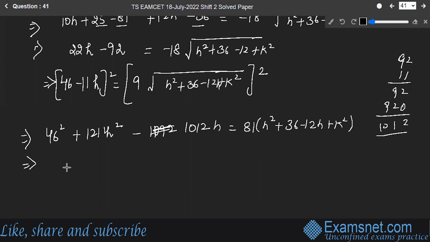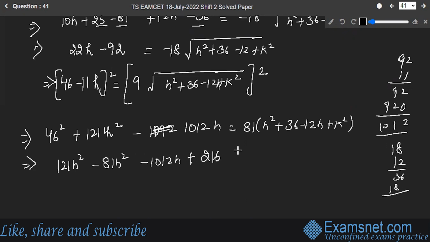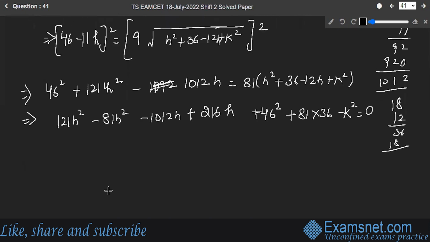You will end up having 121H square minus 81H square minus 1012H. 18 12s are 36 and 18. So this is equal to plus 216H plus 46 square plus 81 into 36 minus K square is equal to 0. So solving this whole will give you 40H square minus 40H.